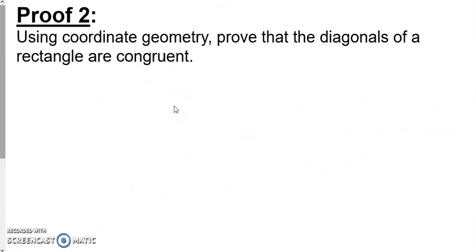Proof 2 does not give you a picture, does not give you a given or prove statement. You need to decide what you are given, what you are proving according to this statement, and you need to draw your picture. Again, think about what makes sense for a good picture for this proof. So here we're using coordinate geometry in order to prove that the diagonals of a rectangle are congruent. So obviously our picture is going to involve a rectangle in the coordinate plane.